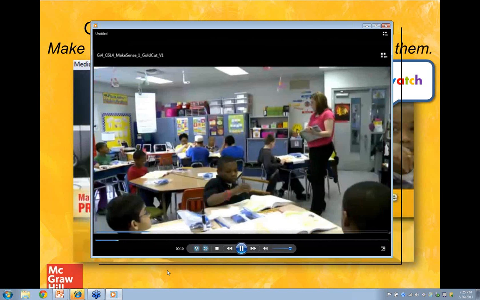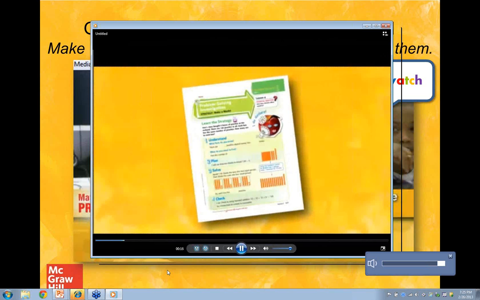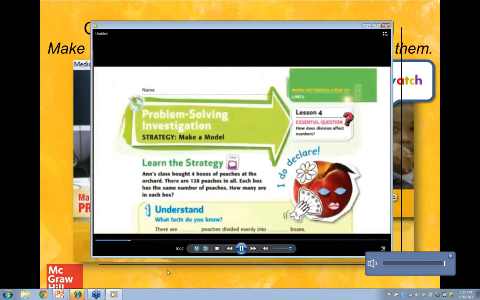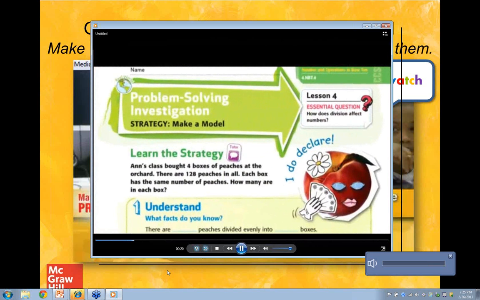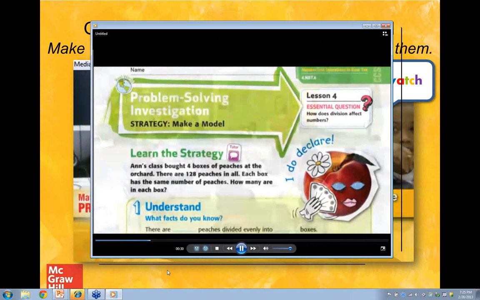Follow along as I read the problem to you, and then we're going to go through and we're going to circle the important information in our problem. Anne's class bought 4 boxes of peaches at the orchard. There are 128 peaches in all. Each box has the same number of peaches. How many are in each box?